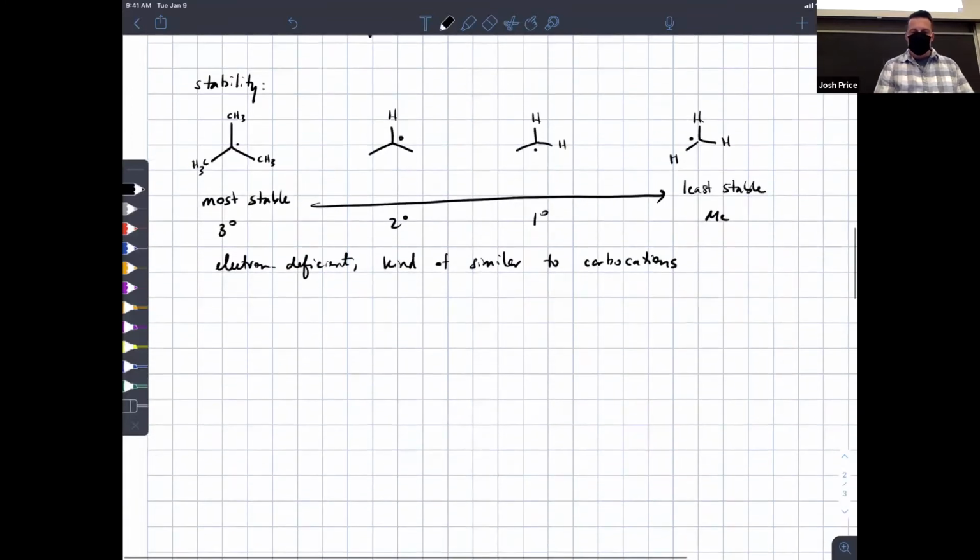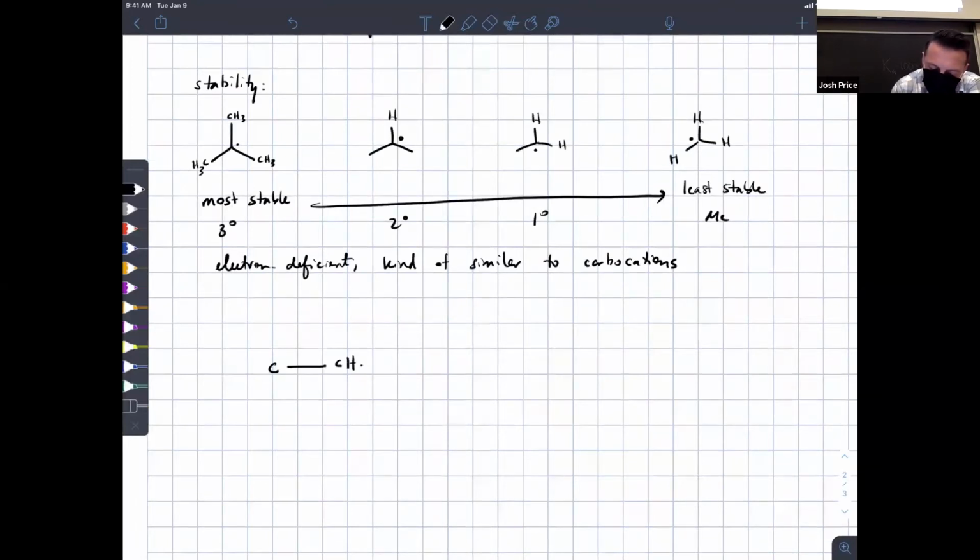In terms of radical structure, let's look at that tertiary radical. Generally, you can think of radicals as being planar, sp2 hybridized at the carbon that bears the unpaired electron. And you can think of that unpaired electron as occupying the p orbital on that carbon.